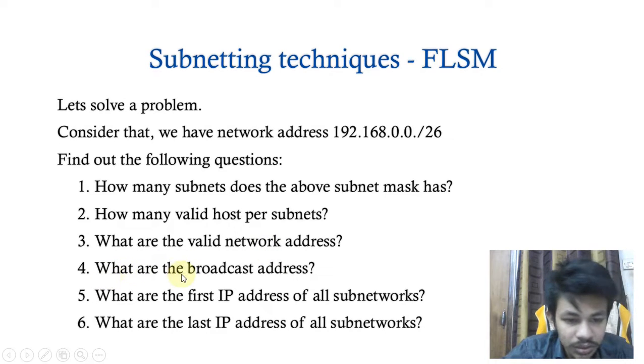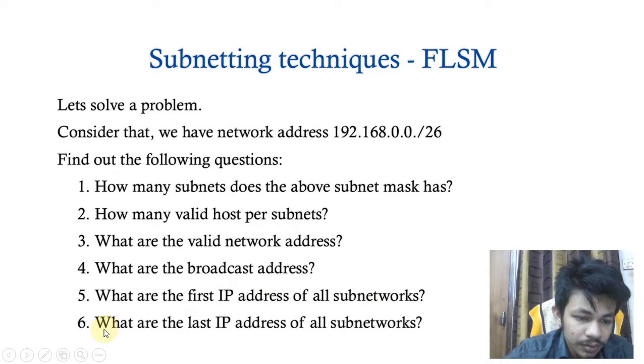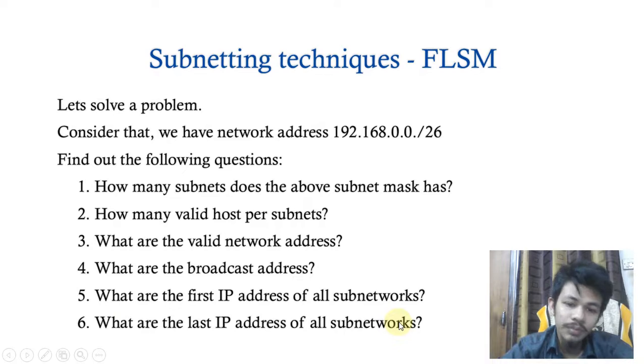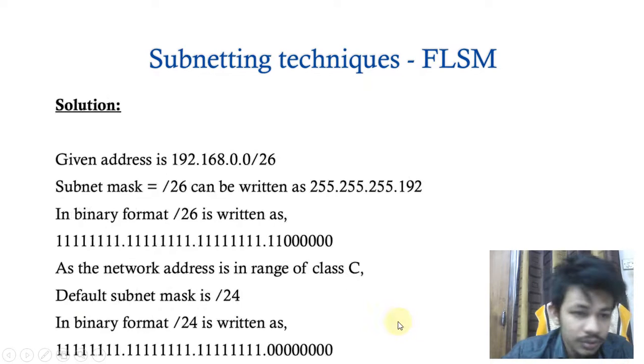Fourth is what is the broadcast address. We will talk about it later on. Fifth is what are the first IP addresses of all subnets. And the sixth is what are the last IP addresses of all subnets. So let's go to the solution.